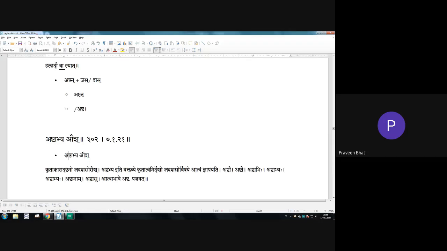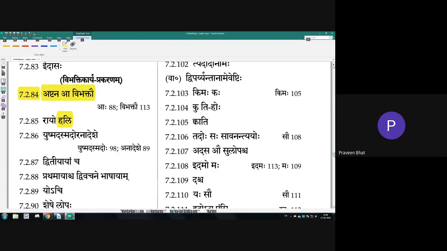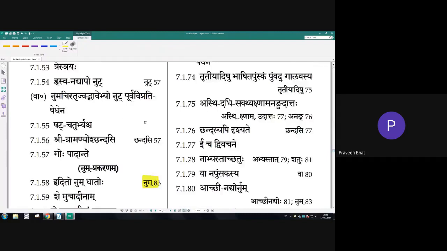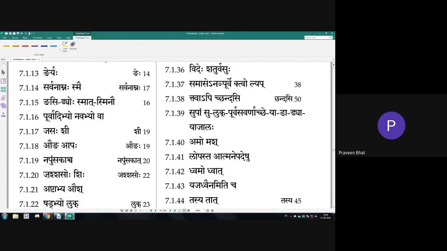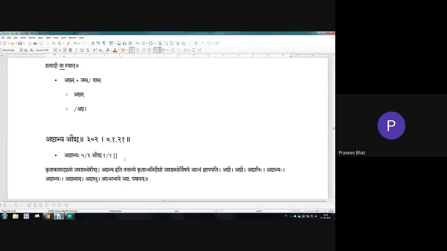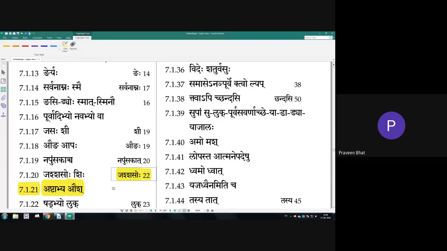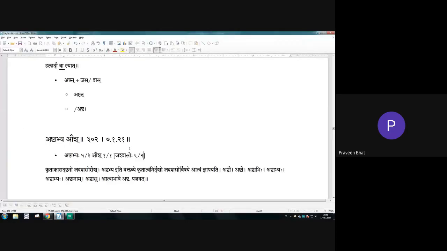It is an Adesha for what? We have to see. Ashtabhyaha is Panchami Bahuvachana. Aush is the Adesha, Prathama Ekavachana. What is the Anuvritti? 7121. If you look at the Anuvritti, Ashtabhya Aush, Jashashoho. So Shashti Dvivachana you already have here, Jashashoho. So Aush is the Adesha for Jas and Shas, but not an Anta Adesha because of Anekal Shit Sarvasya.